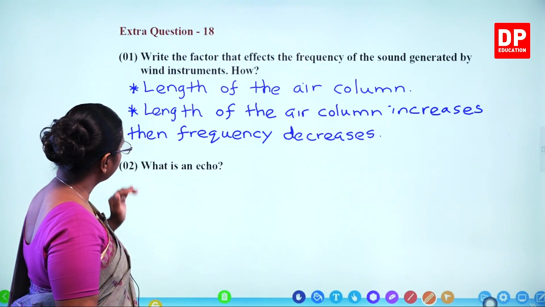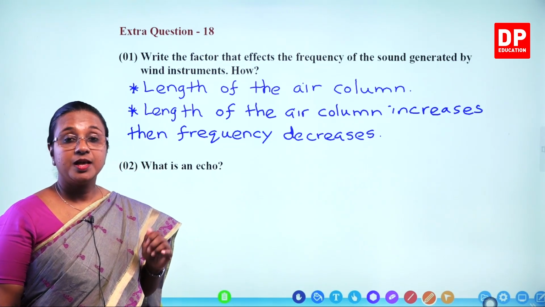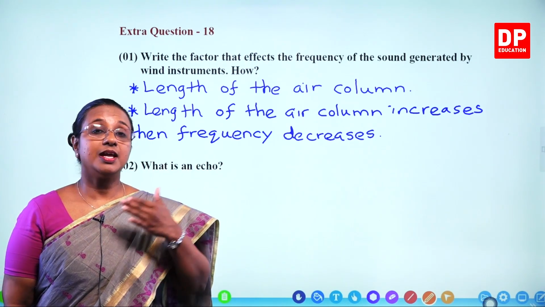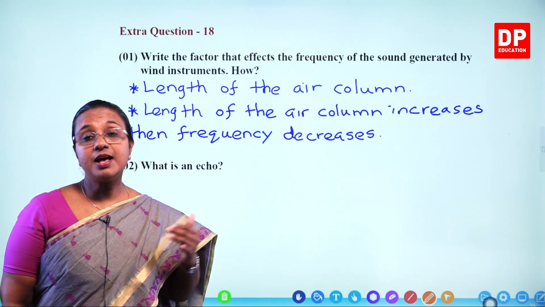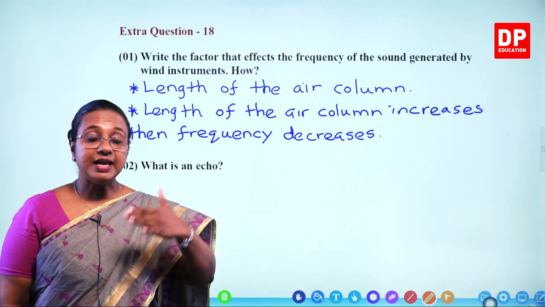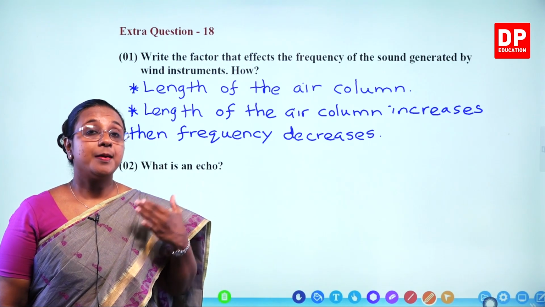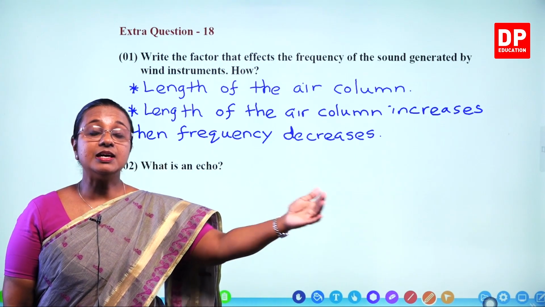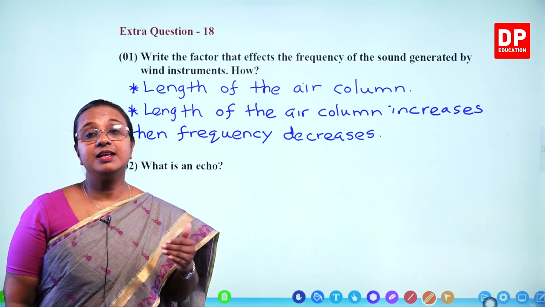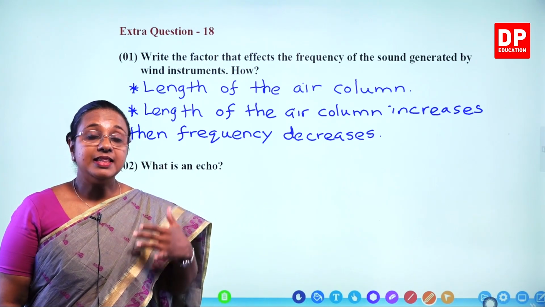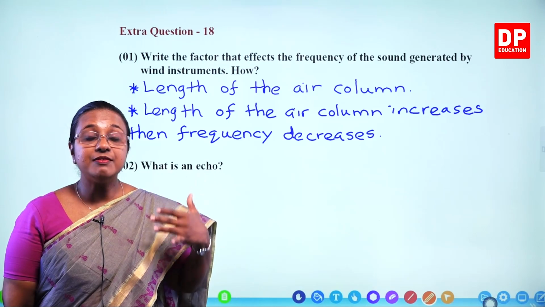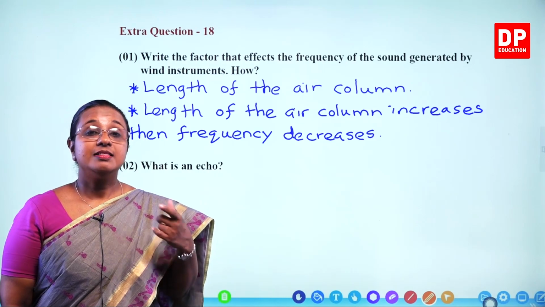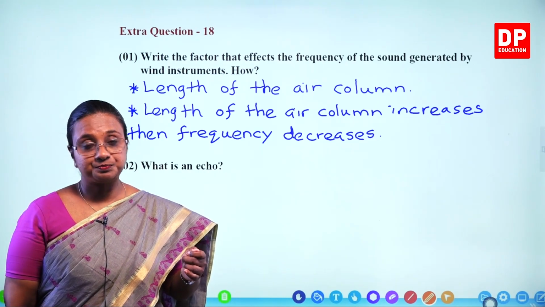The next question. What is an echo? When sound is generated, it travels through air. If there is an obstacle, it gets reflected back. But when the distance between the person and the obstacle is more than 11 meters, then you will hear the reflected sound and the initial sound that were produced. That is known as echo.